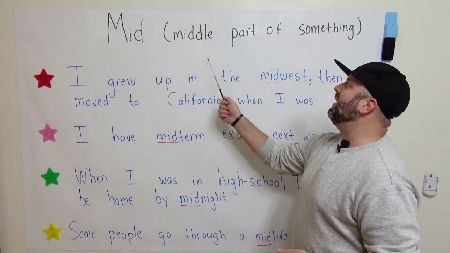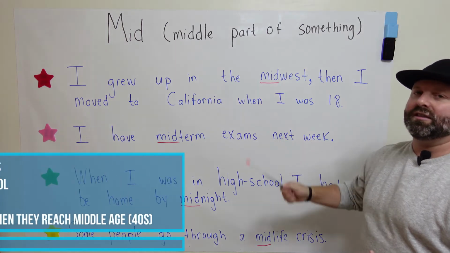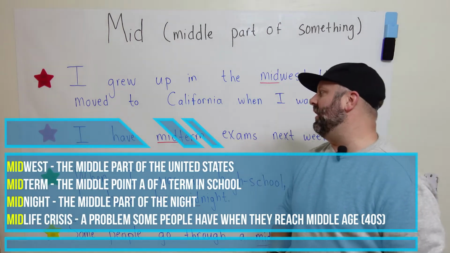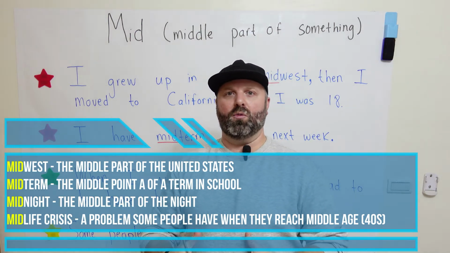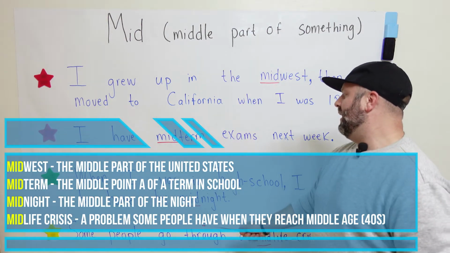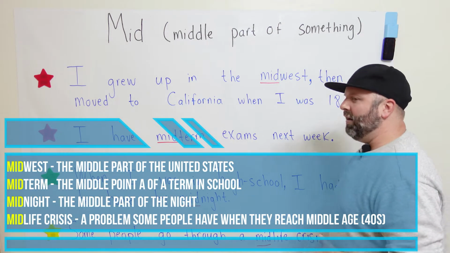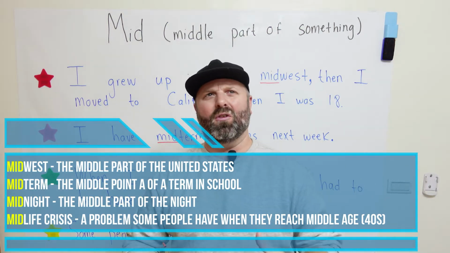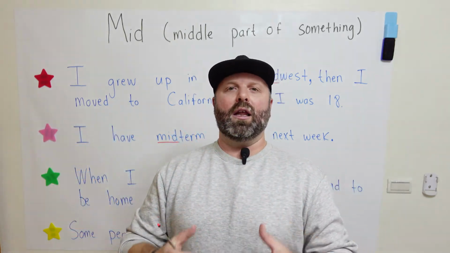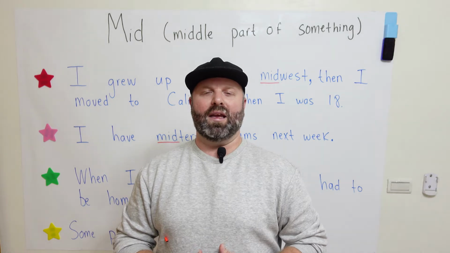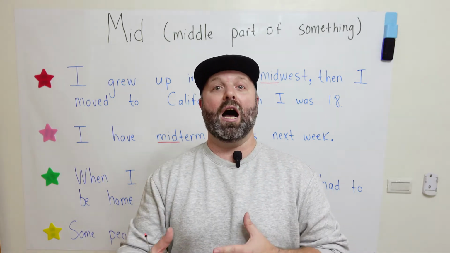So mid is the prefix for the middle of something. So Midwest, the middle part of the United States. Midterm, the middle part of the term when you have to write your exams. Midnight, which is 12 a.m. and midlife, which is a period in your late 30s, 40s, okay? So let's move on to our next example of prefixes. We're going to take a look at the prefix un.